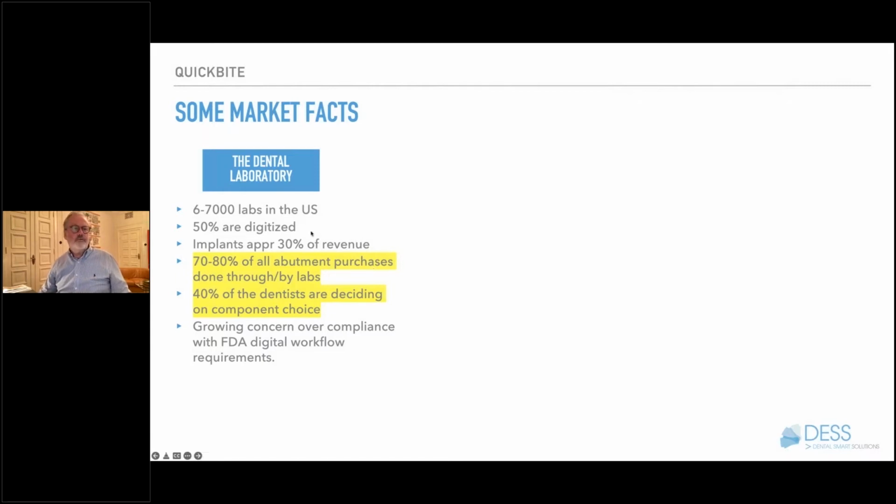And I would say also for the dental laboratories, there are a lot of changes on the regulatory and compliance side that make it perhaps easier to make choices when it comes to componentry and dealing with companies that are compliant with the new regulations, especially when it comes to the digital workflow.